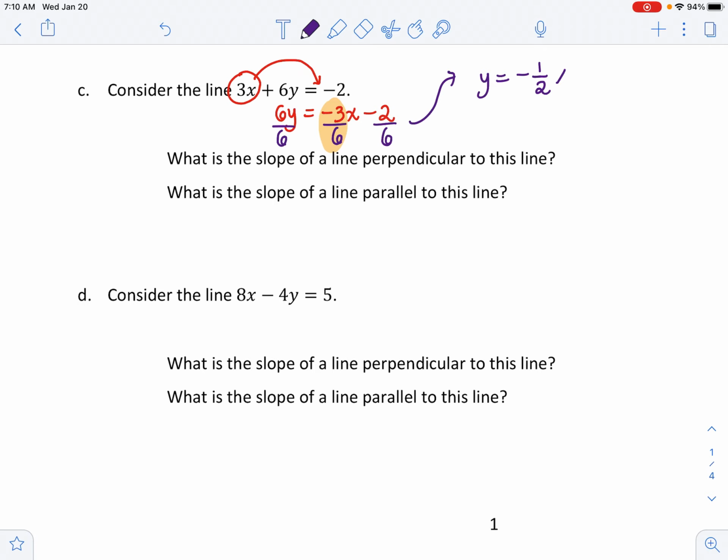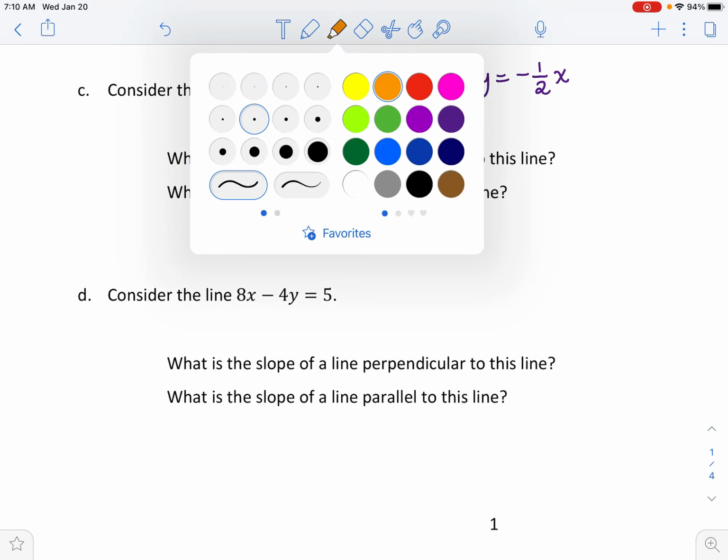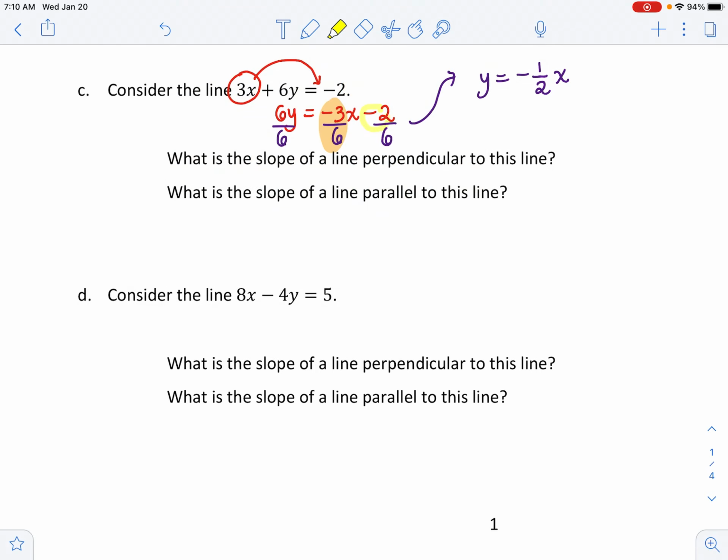-1/2 x, okay? And then, not that it matters, but we can simplify this y-intercept too as -1/3. Here, only the slopes matter because we needed to get the slope from that guy. So the slope of the original line is, as you can see, -1/2. Alrighty.